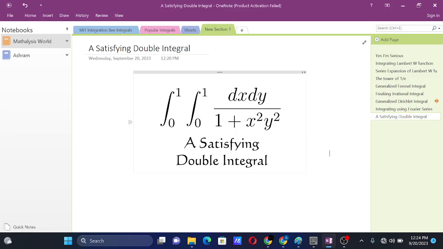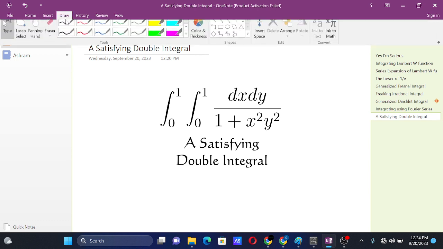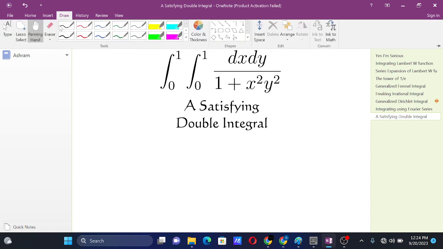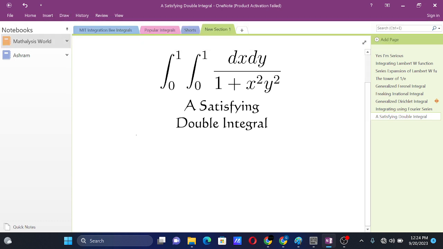A satisfying double integral. So we have this integral from 0 to 1, and again integral from 0 to 1, dx dy by 1 plus x square y square. Here, since both the limits of integration are constant values, it doesn't necessarily matter with respect to which variable we integrate first, either dx or dy. So that's truly optional for us.